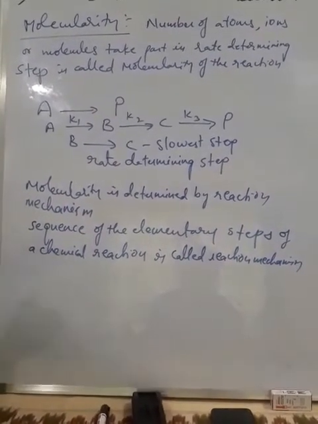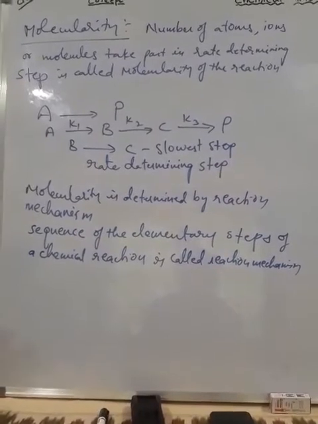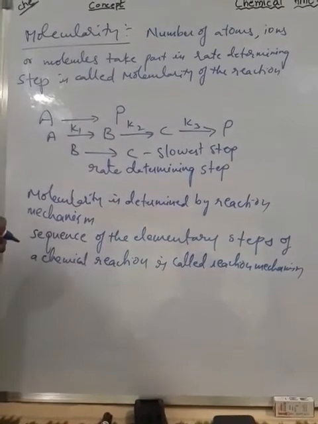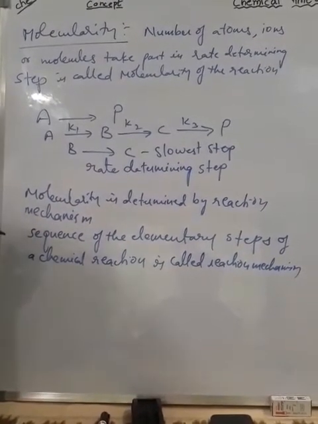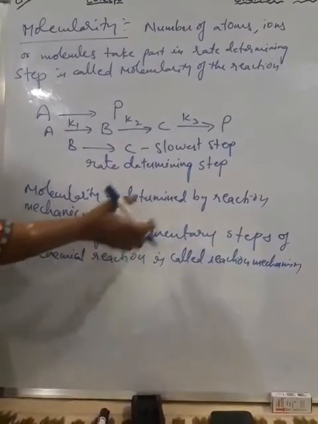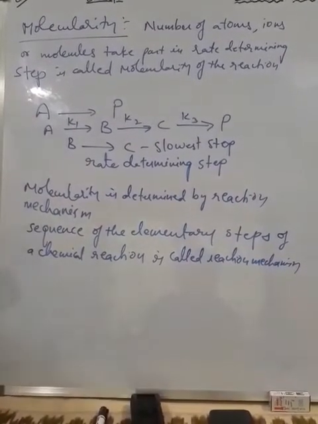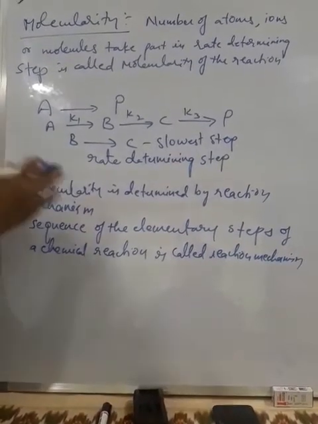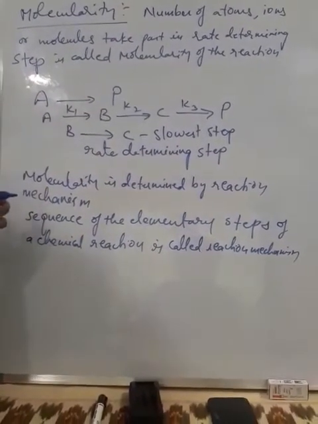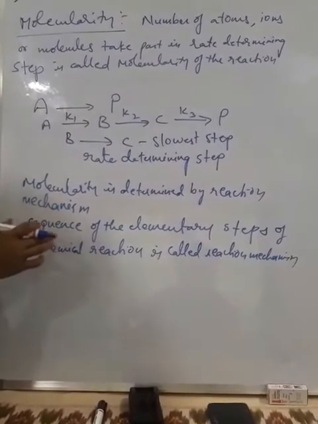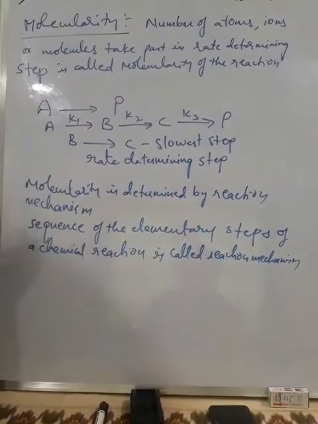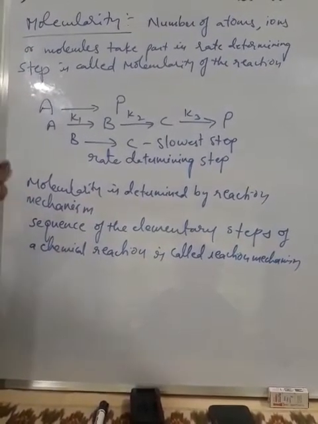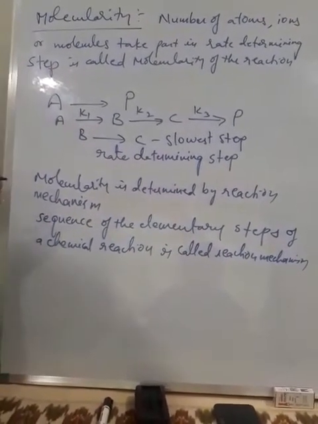Whereas order is determined experimentally. That is the difference between order and molecularity. Order is determined through experiments, but molecularity is determined by the reaction mechanism. And molecularity is limited up to 3. Based upon the molecularity, reactions may be unimolecular reactions, bimolecular reactions, or trimolecular reactions.